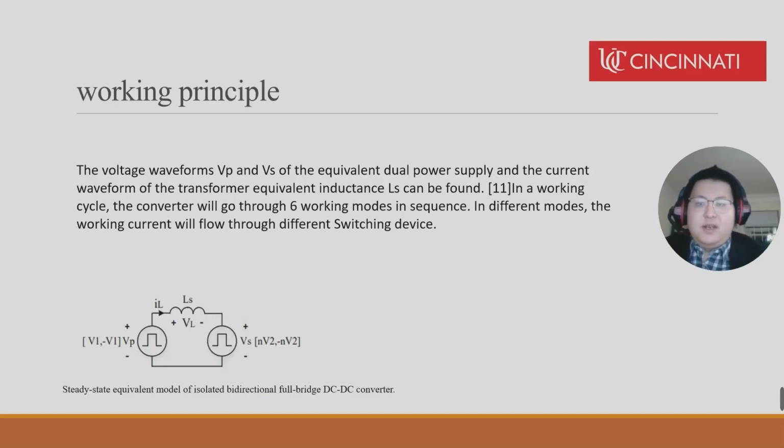In this figure, we show the working principle. The voltage waveforms Vp and Vs of the equivalent dual power supply and the current waveform of the transformer equivalent inductance Ls can be found. In a working cycle, the converter will go through 6 working modes in sequence. In different modes, the working current will flow through different switching devices.